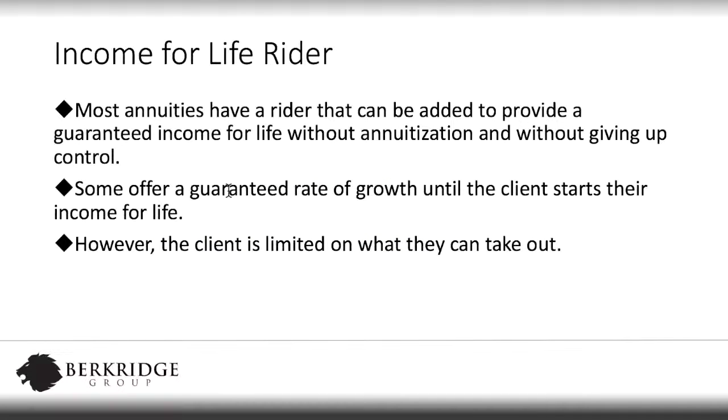Annuities have a variety of different riders. We mentioned a few of them earlier on, some of which are the income for life rider. This can be added to provide income for life without annuitization, so it's without giving up control of the underlying asset.